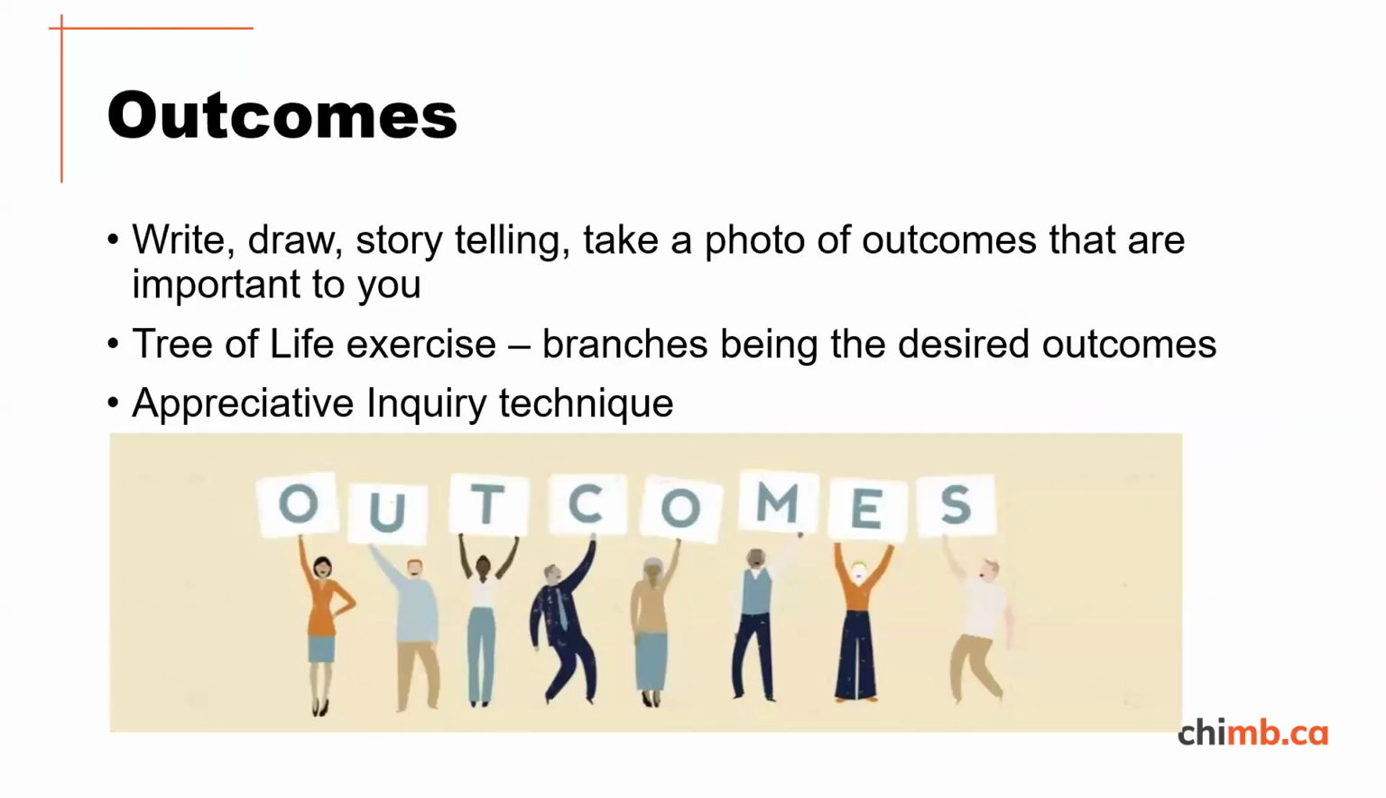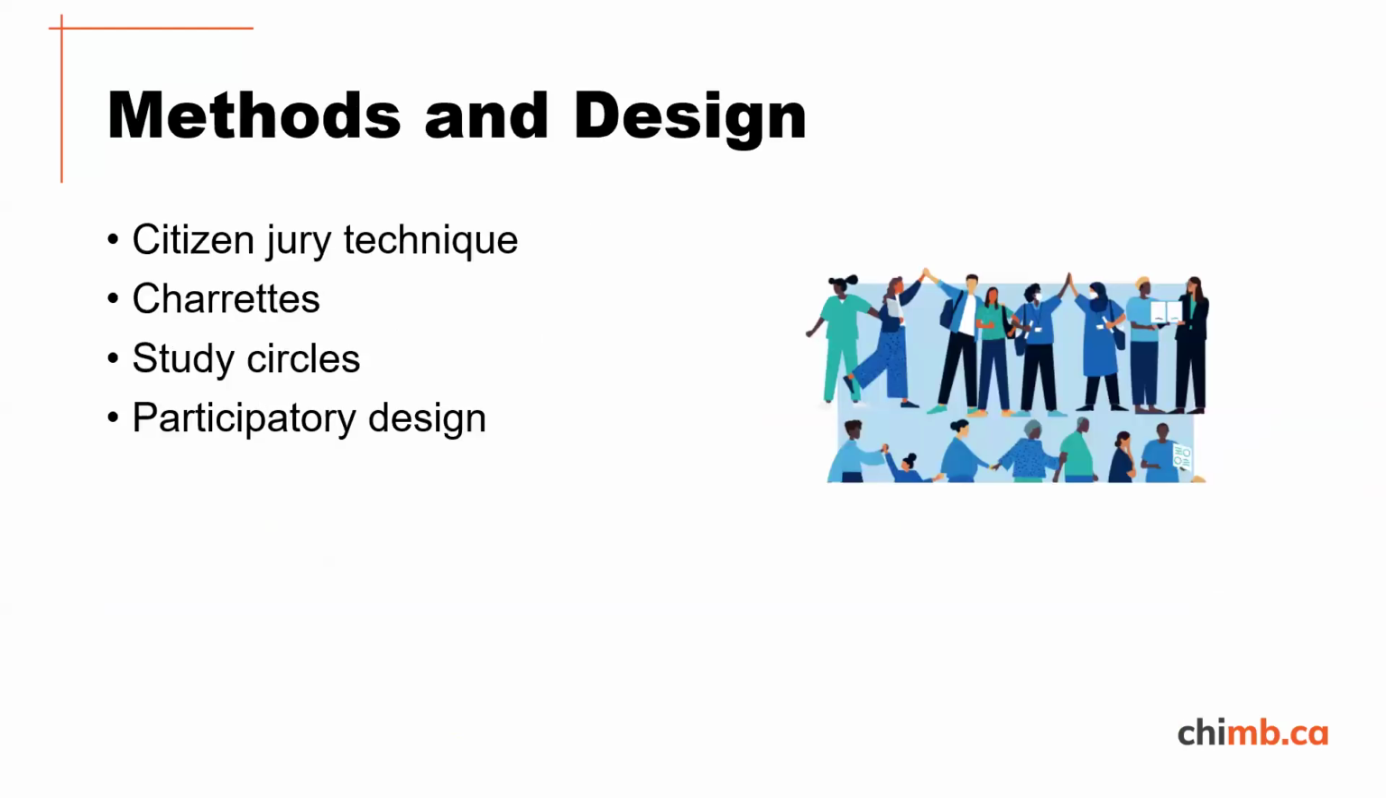For the outcomes, you can think about writing or drawing or storytelling and taking a photo of outcomes that are important to you. We've done the Tree of Life, that arts-based activity where the branches are the desired outcomes. You can use an appreciative inquiry technique to come up with outcomes. For methods and design, there are all sorts of cool ones, like you could do a citizen jury technique or charrettes, do some study circles, or do participatory design.